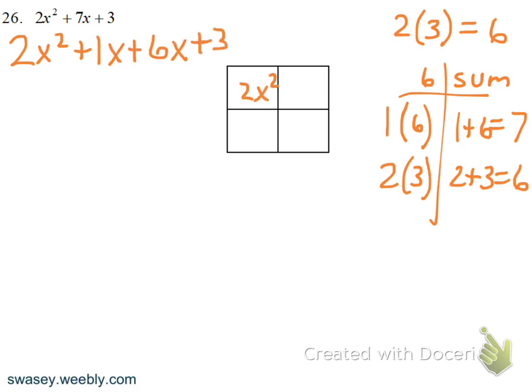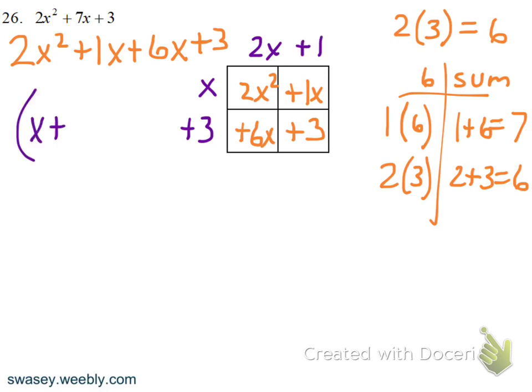Fill in your box. Greatest common factor of the top row is x. Greatest common factor of the bottom row is 3. Divide each term by x. 2x squared divided by x is 2x. 6x divided by 3 is 2x as well. 1x divided by x is 1. 3 divided by 3 is 1. So 2 factors, x plus 3, 2x plus 1.